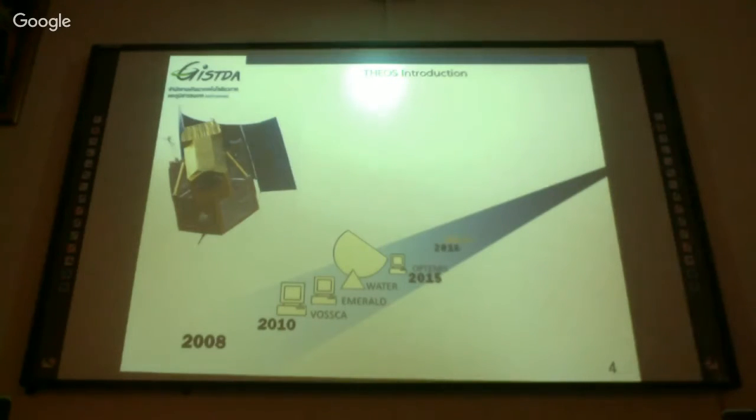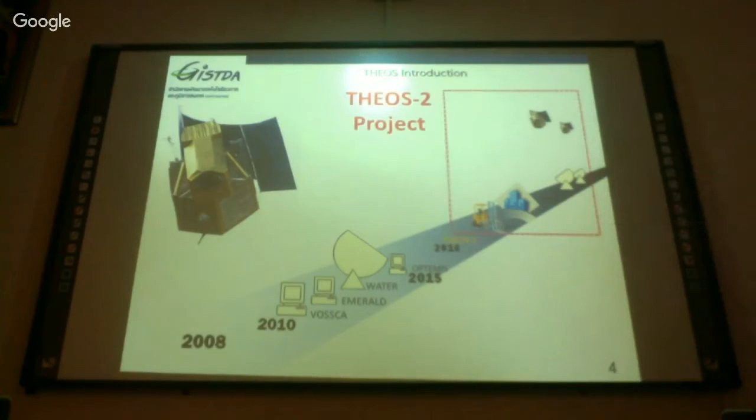Now in 2016, TO2 has been initiated, and we aim to have the AIT, assembly integration and testing, and we also have two satellites. This is the TO2 project, a very big project of Thailand now. It is not only the procurement of two satellites, but also solutions based on landslide, forest, and fire.